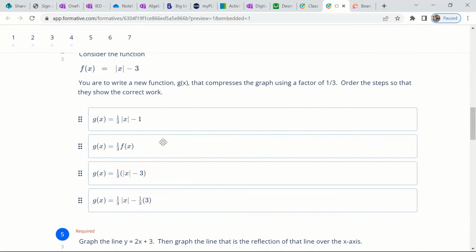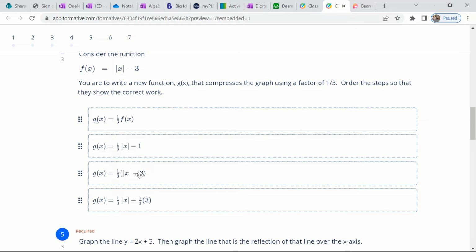But the first thing that we want to do is set up what are we trying to do? So g of x should be 1/3 of f of x. And so that should be our first step. So I'll put that first. Now we need to go back and consider what is f of x. So f of x is the absolute value of x minus 3. So what am I taking 1/3 of?